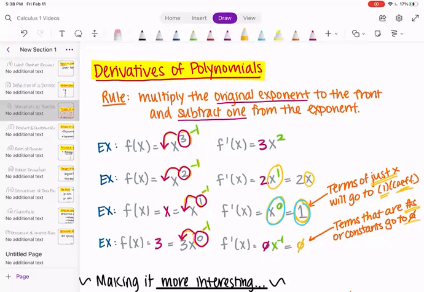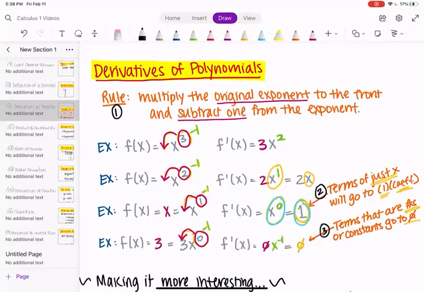So there are 3 different sub rules, I guess. The first one is the general rule: multiply the exponent to the front and then subtract 1 from the exponent. The second one is what happens if it's just x. You don't necessarily write x to the 0, so you just write the constant. And this third one is what happens if I take the derivative of a constant itself.